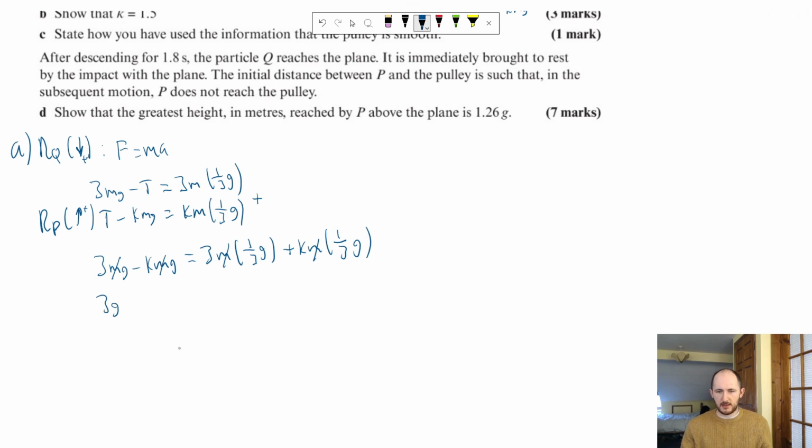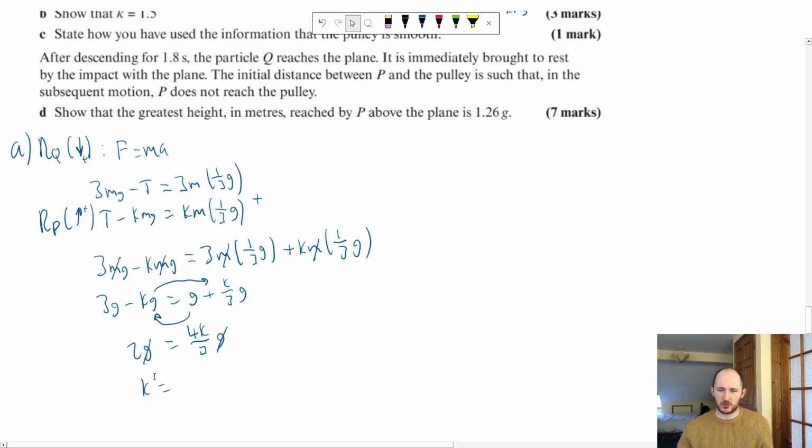So we have 3g minus kg equals 3 times a third, which is just g, plus k over 3 g. So what I want to do is move this kg over to this side and this g over to this side. So 3g minus g gives me 2g. And then we have k over 3 g plus kg, so that would be 4k over 3 g. Get rid of the g's. So then we can work out what k is just by doing the opposite. 2 times 3 is going to be 6. 6 divided by 4. Half it gives me 3, half again, 1.5.